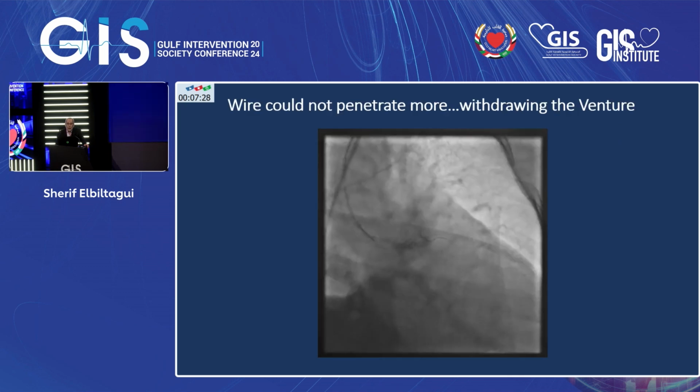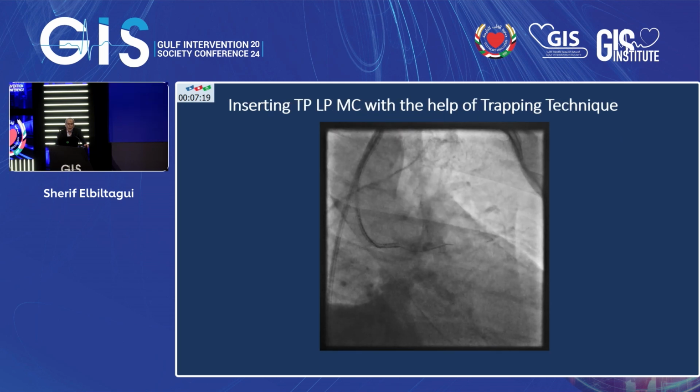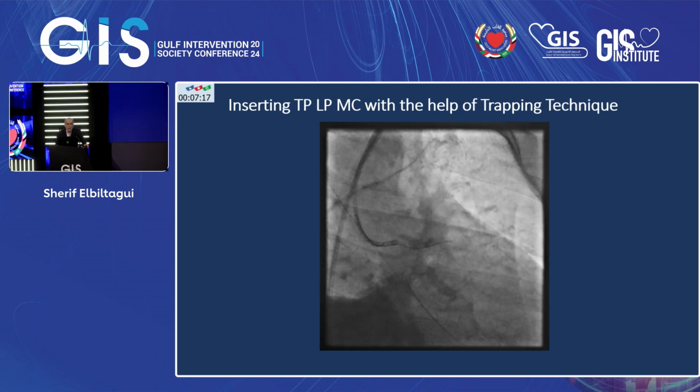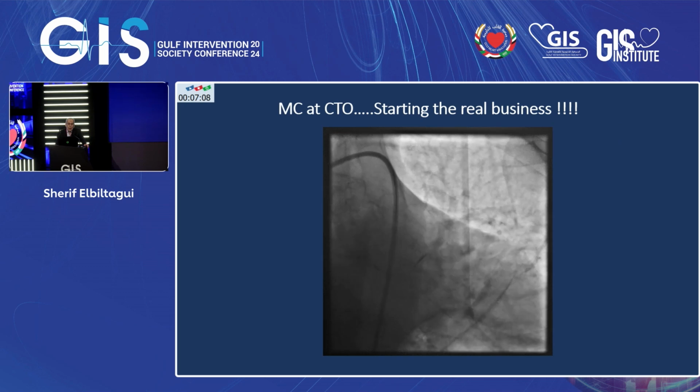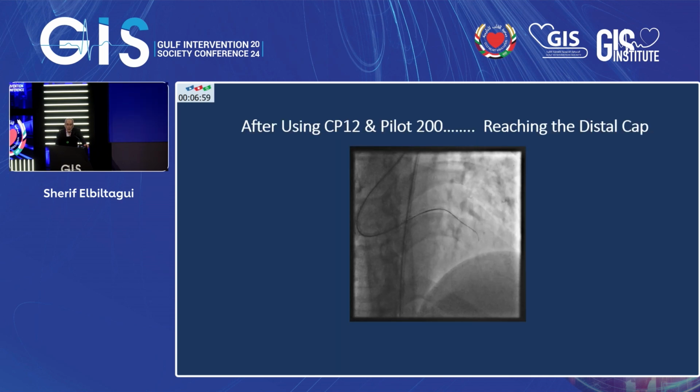Now sliding the microcatheter towards the occlusion, the wire could not advance, so I had to change it into a conventional Turnpike LP microcatheter, and then it took the curve beautifully, and could be delivered to the CTO stump, and now we can start the real business of CTO. Continue the procedure as usual.